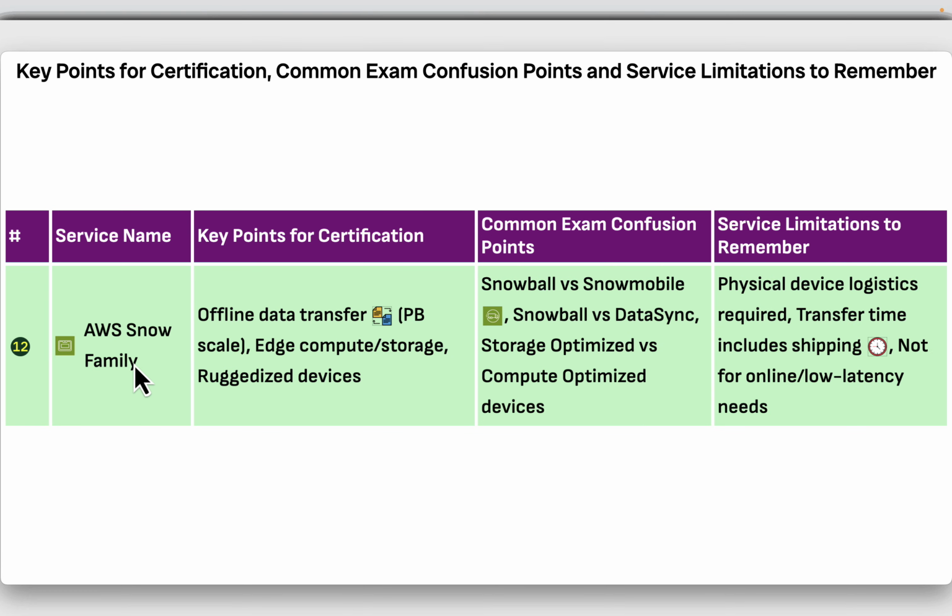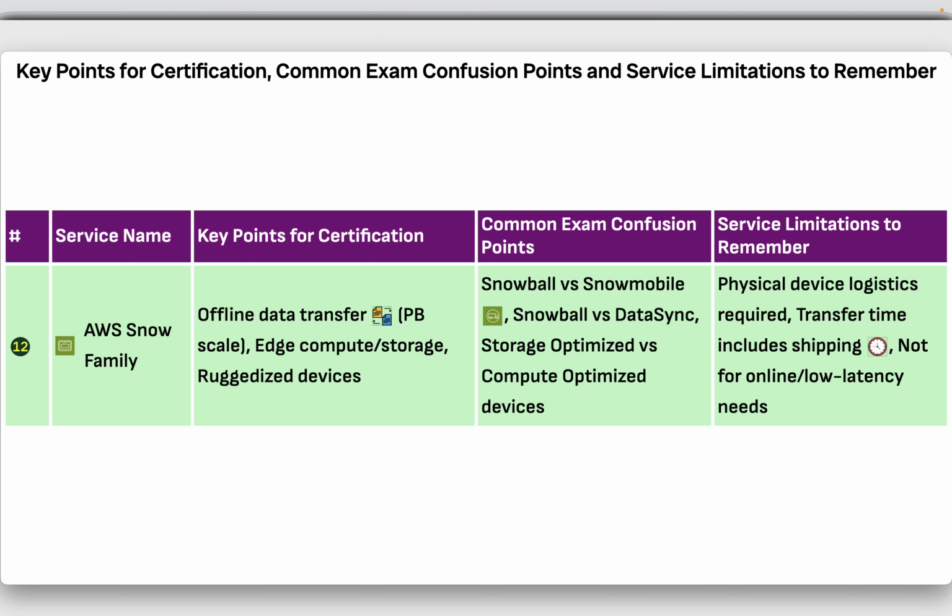Next, AWS Snow Family. Key points are offline data transfer, and this offers petabyte scale. It has edge compute as well as edge storage, and the devices are physical ruggedized devices. Confusion can be between Snowball versus Snowmobile. So one is a truck and one is like a suitcase or a briefcase.